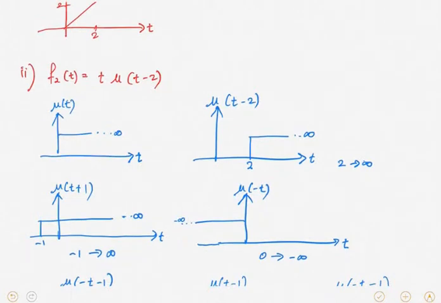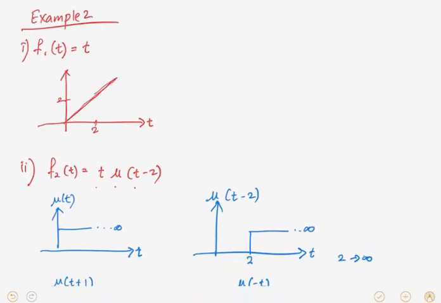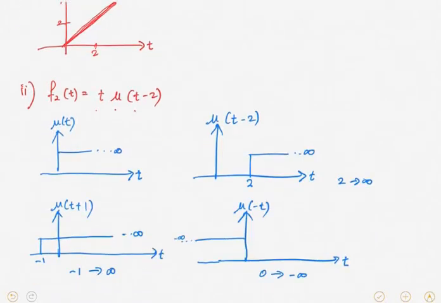So now let's go back to the question. For u(t-2), if f(t) is a graph like this, and then u(t-2), which means it starts from 2 to infinity, the graph would be like this. You chop off the front part, and you are just left with 2 to infinity. Okay.